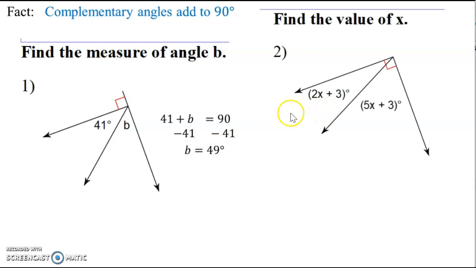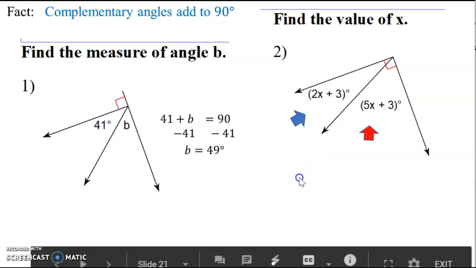What about this? Okay, it looks a little bit more complicated, but it's the same thing. It's just an algebraic expression instead of some number. We are told that this angle is given in the algebraic form of 2x plus 3, and this angle adds to 90 degrees. How do we know that? Because of that square symbol right there. So that means 2x plus 3, that angle, plus 5x plus 3 is 90 degrees. And we don't need the parentheses because they are all just adding.